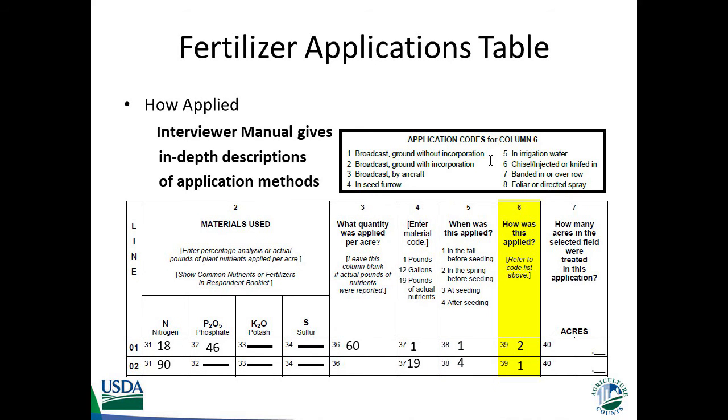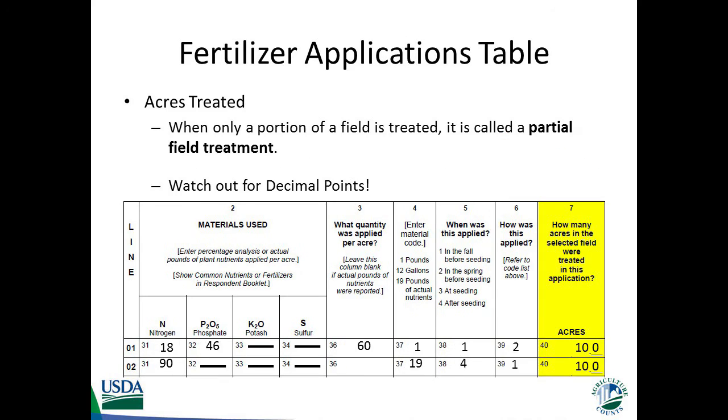In column 6 of the table, we want to record a code representing how the fertilizer was applied. In-depth descriptions of the various application methods can be found in the interviewer's manual. In column 7, we're going to record the acres that were treated with a given fertilizer.